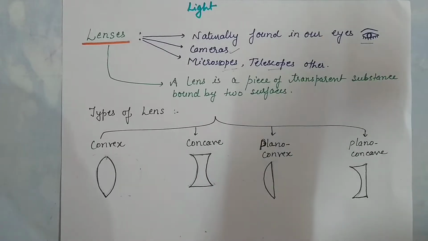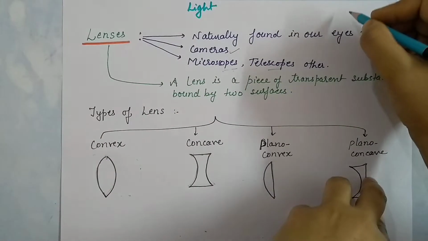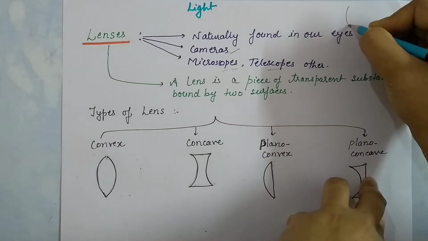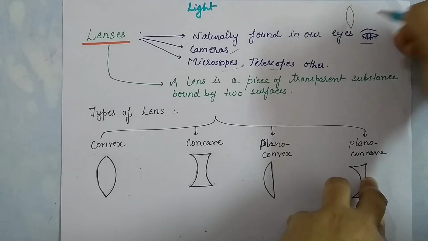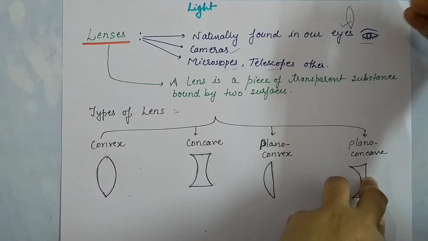Hello students, today in this video we are going to start our next topic, that is lens. So let's see what this lens is. The natural lens that you find in your eye diagram, this type of thing is in your eye. So this is a type of lens. We will study what type of lens it is.